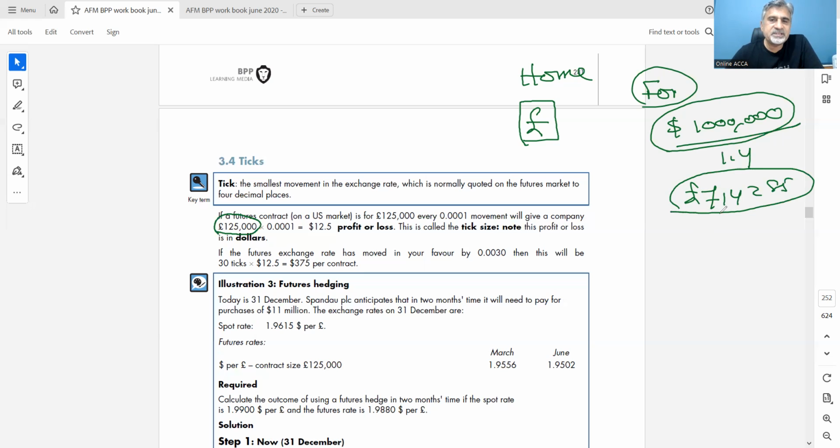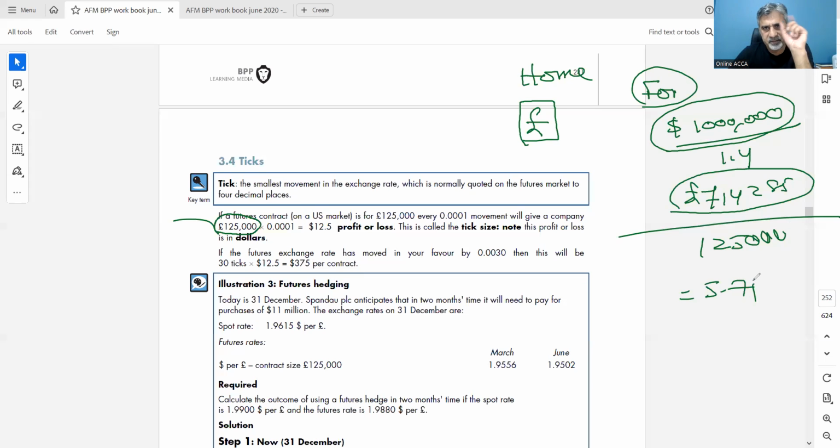For 714,000, I cannot do it in one go, because I need to buy some contracts. One contract is 125,000, so I divide this with 125,000, and that makes 5.71. If I round it up for the sake of simplicity, I need 6 contracts. So actually, I need to enter into 6 contracts.